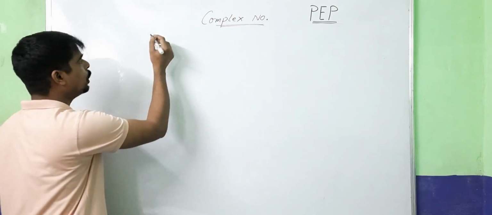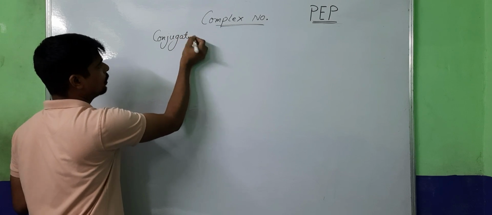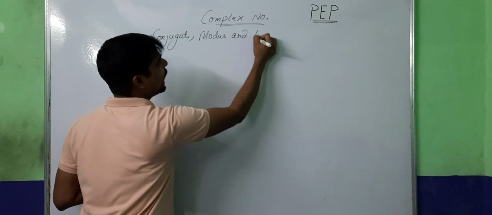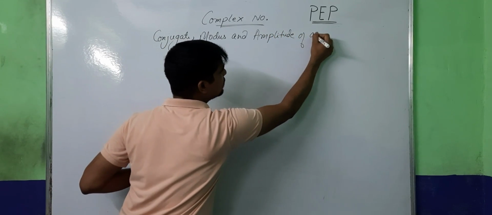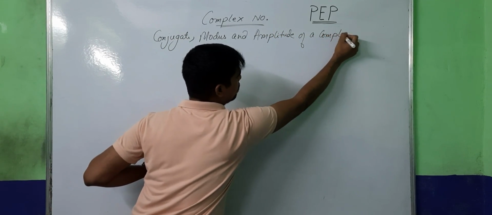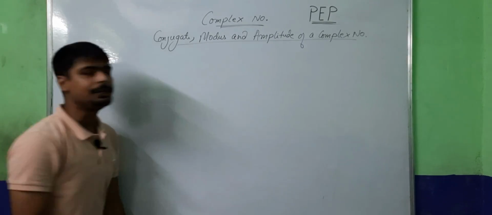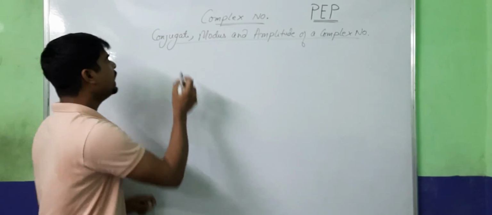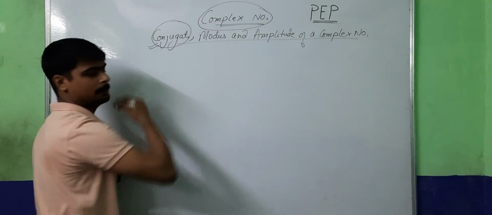We'll continue with the topic conjugate, modulus and amplitude of a complex number. We are going to continue with this topic. We are starting with conjugate. How to calculate the conjugate of a complex number?